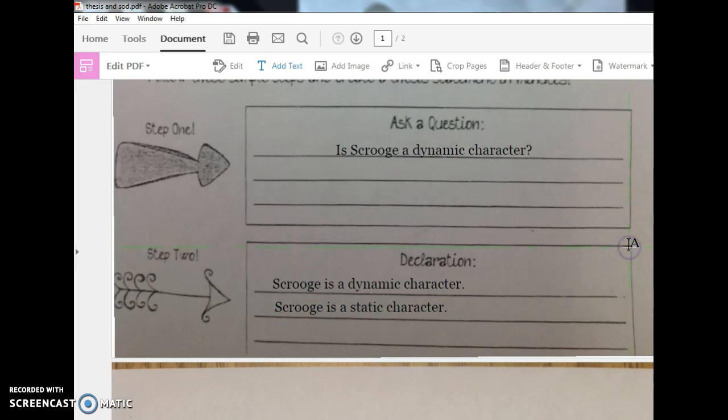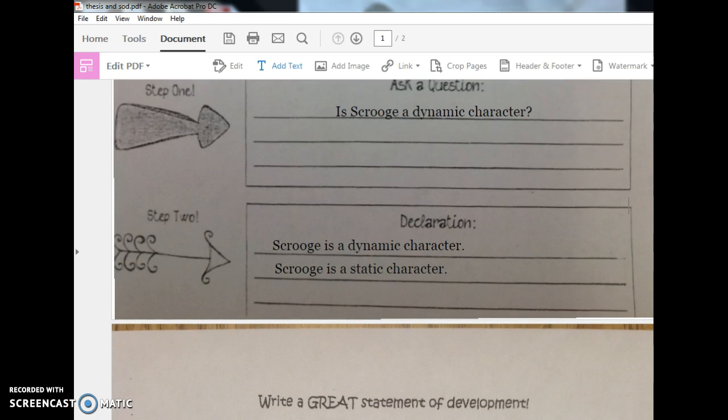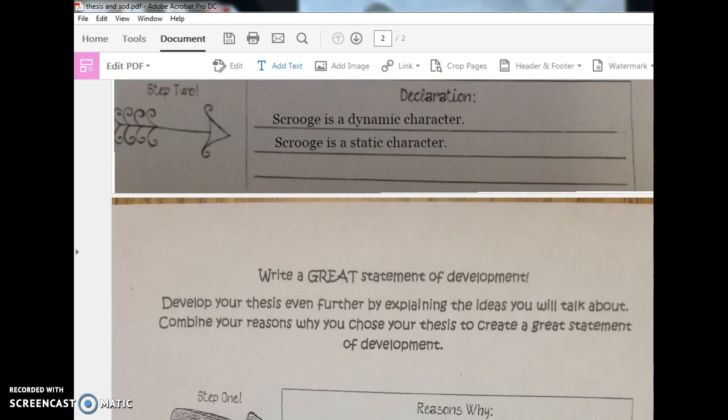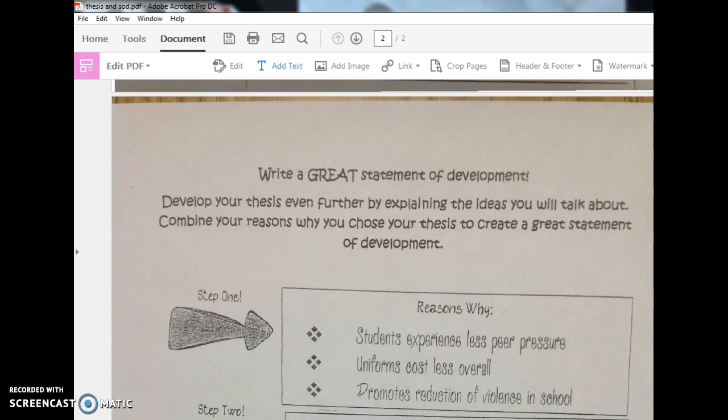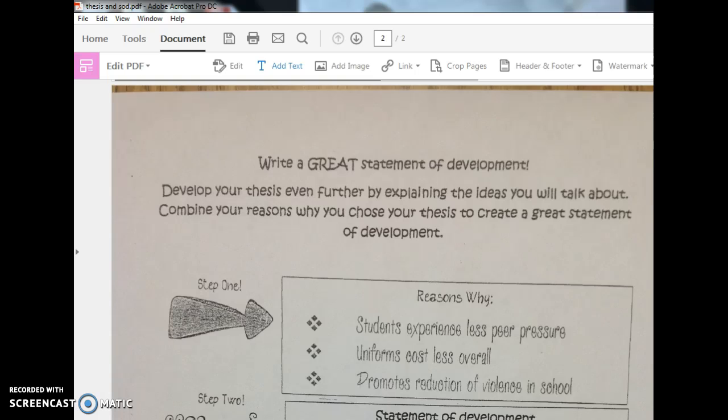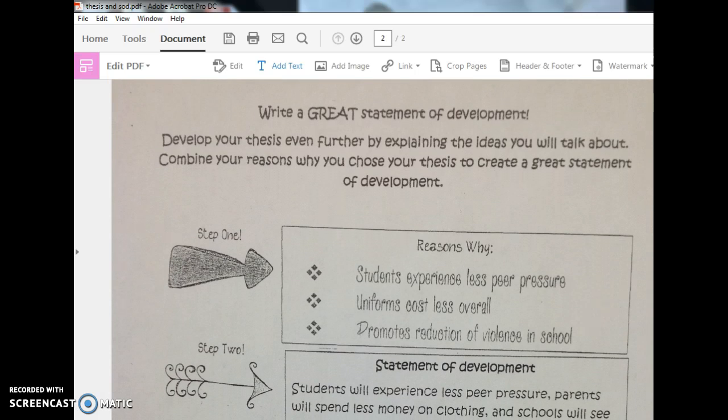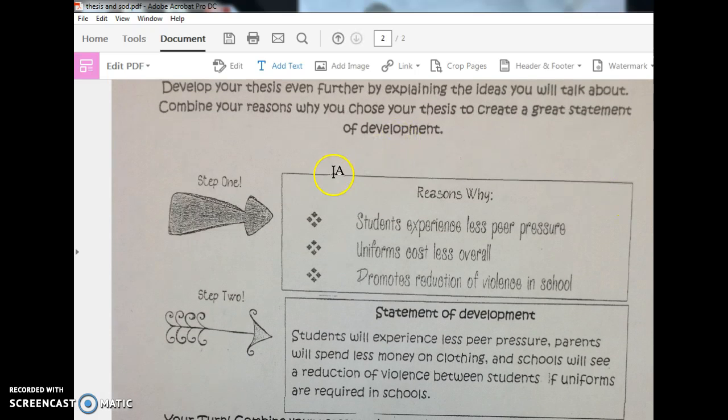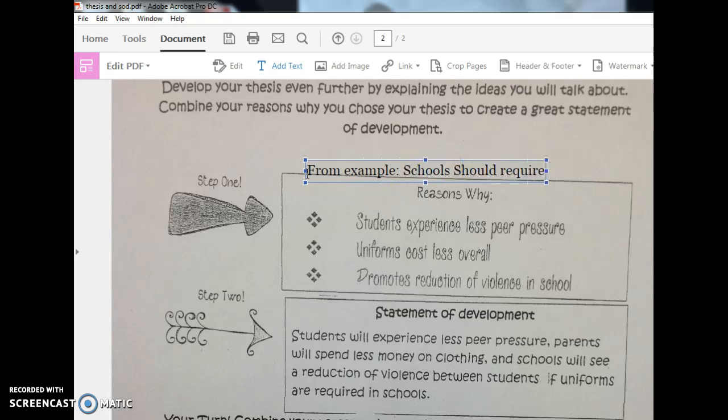So, how easy was that? Boom, there's your thesis. Where it gets a little bit tricky is into the next section. Once we have our thesis, we have to provide the reader with the ideas that are going to explain your thesis. So again, this one is from the example, and the statement was that schools should require uniforms. So now, list the reasons why.